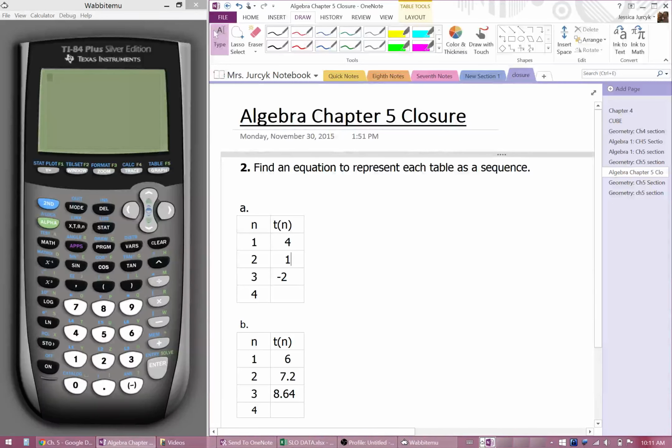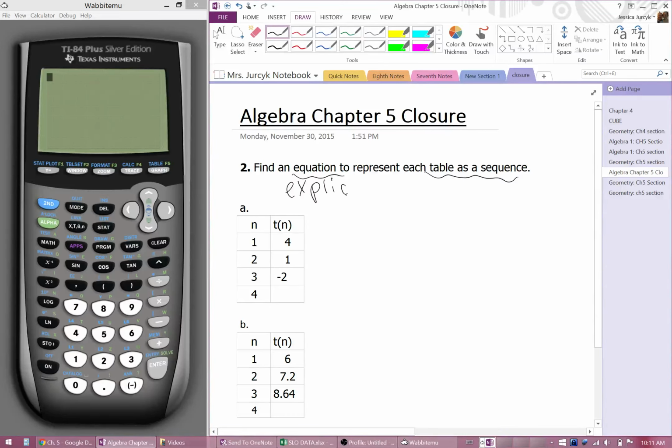Chapter 5 closure. Number 2, find an equation to represent each table as a sequence. Equation means explicit, and sequence means we're going to find the term at n. So this sequence in the table has a common difference.